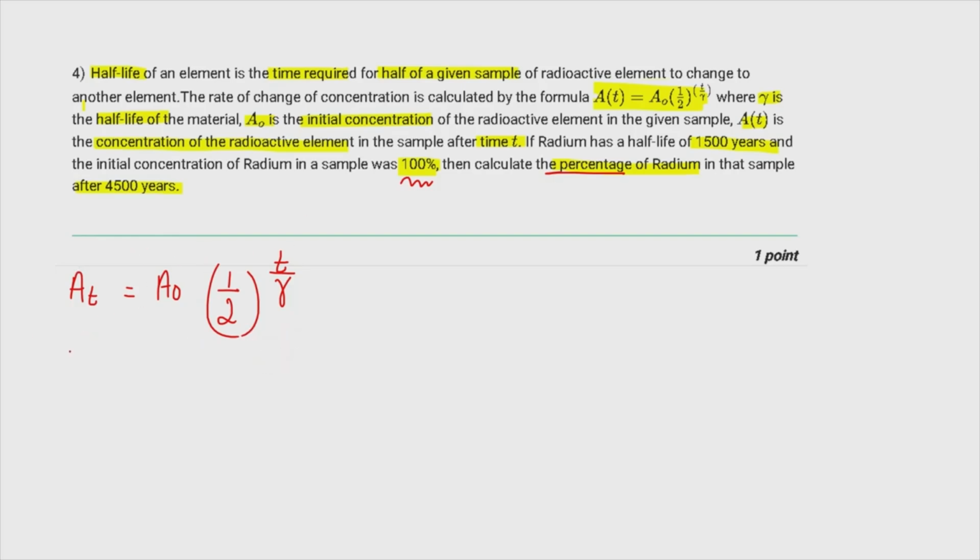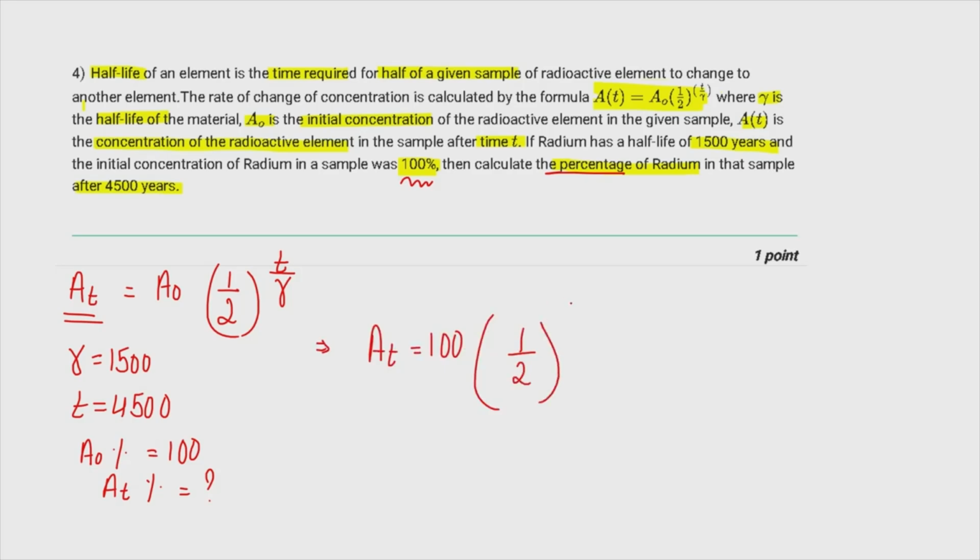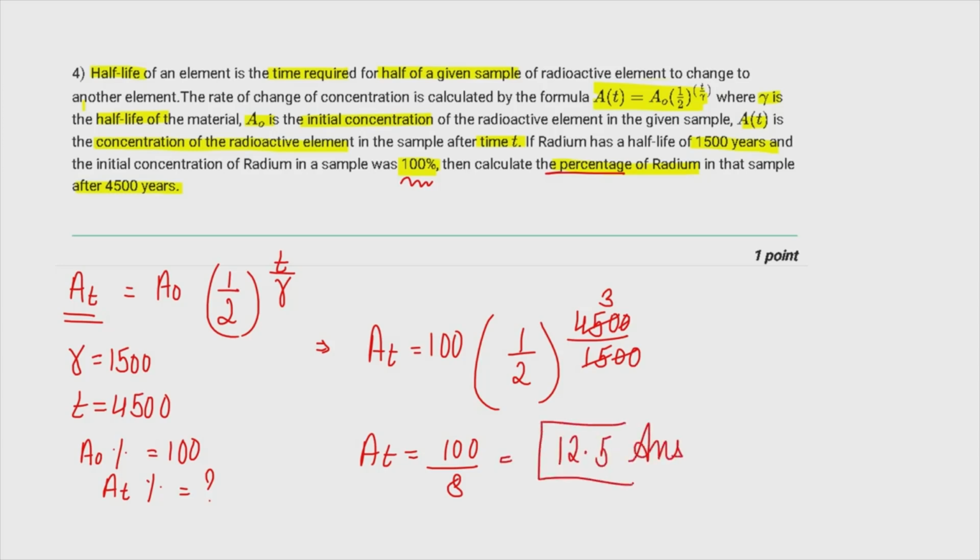So according to the given question, the half-life is 1500. I have to calculate At at time 4500 and A naught percentage is given as 100 and I have to find At percentage. Cool. Now let's substitute the formulas. So At is equal to 100 times half raised to 4500 upon 1500. This will give me 3. So basically At is nothing but 100 divided by 8. This will give us 12.5. So this is the percentage which is left at time t equals 4500.